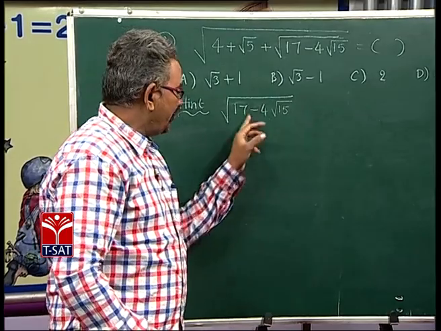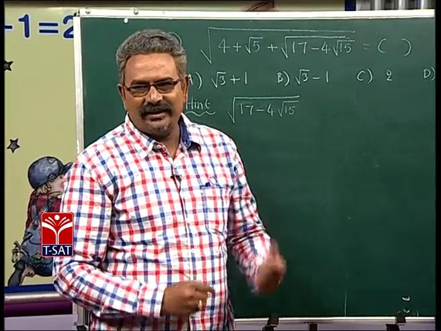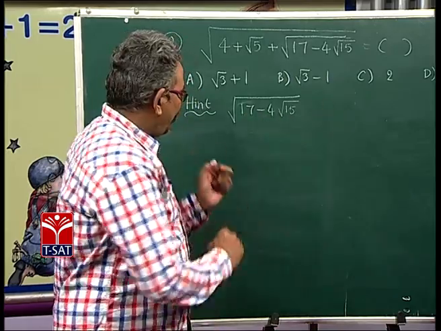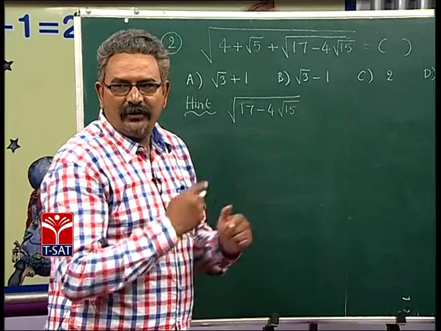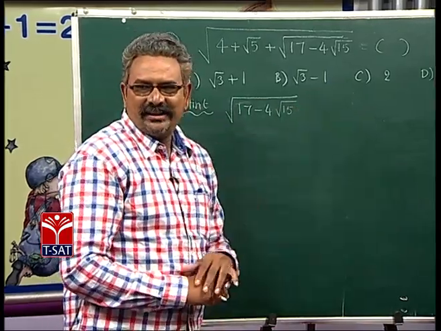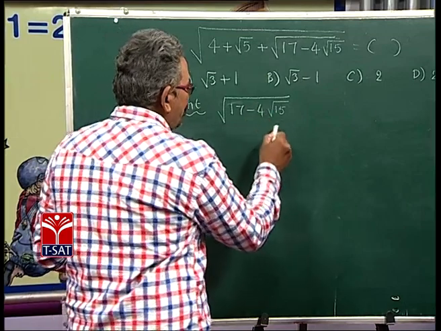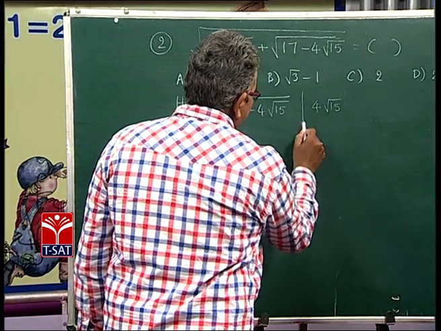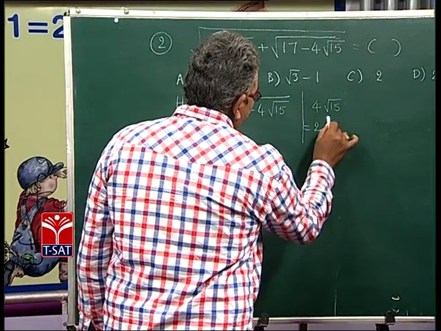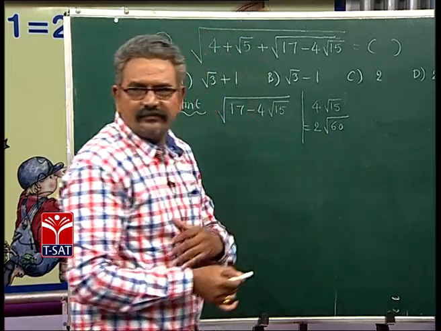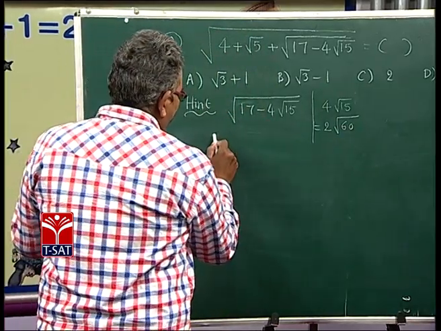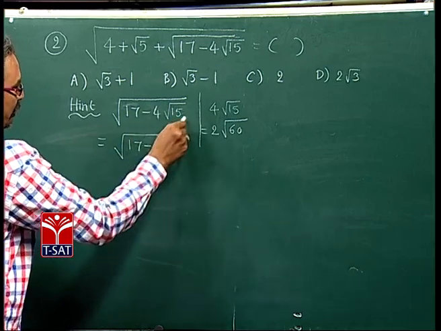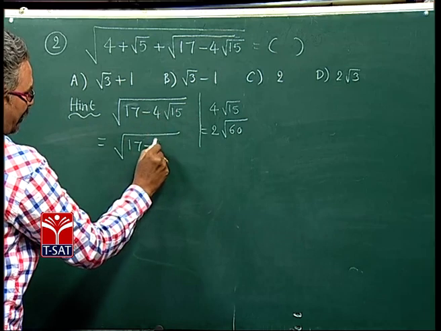Here we cannot directly write it because it is not in the form of x plus y minus 2 root xy. If it had that form, we would have written root x minus root y. So that means we have to change 4 root 15. This 4 root 15 can be written as 2 into 2, that becomes 2 root 60. Check it. Now this equals root of 17 minus, instead of 4 root 15, we can write 2 root 60.